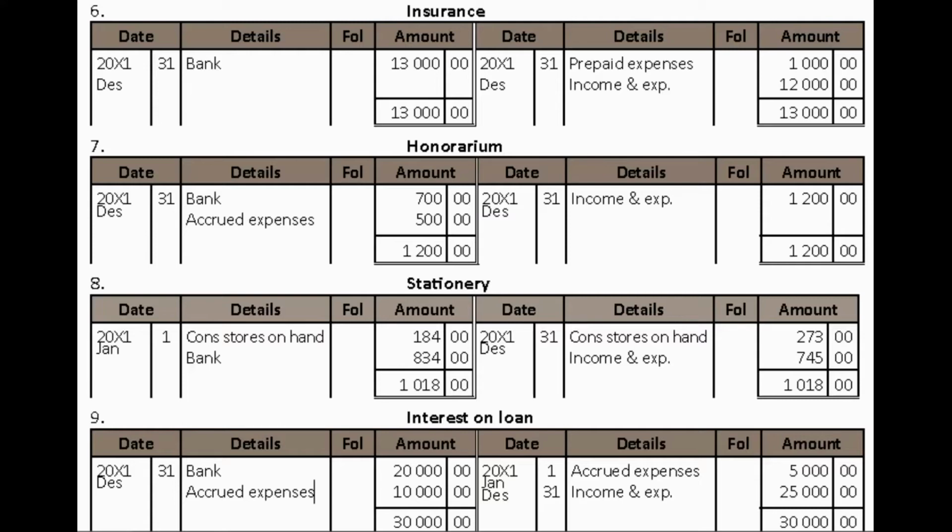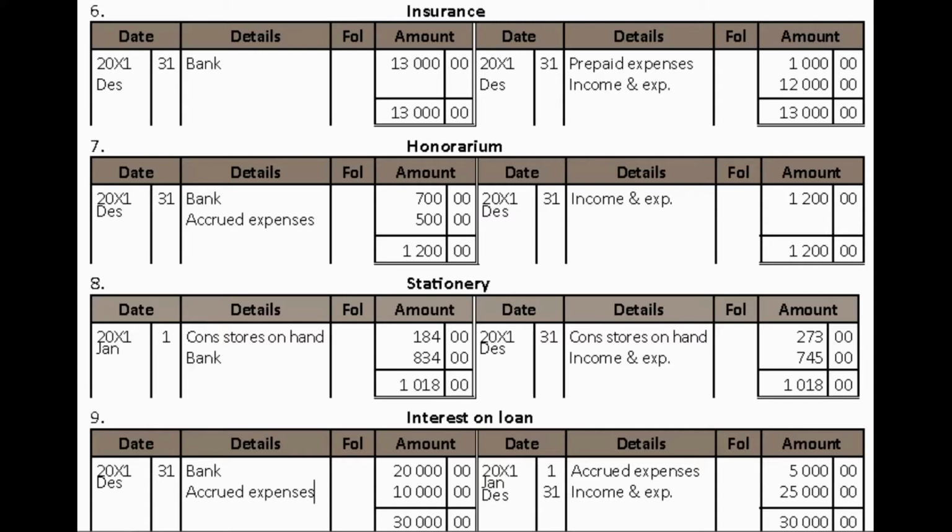Okay. Adjust the interest on loan, number 9. Was there an adjustment that we need to write back, or that was written back on the 1st of January? Yes, there was accrued expenses. If you look at the notes to the balance sheet, you'll see there under trade and other payables, expenses payable, interest on loan 5,000. So we first need to do that reverse entry. So that is why on the interest on loan, on the credit side, we have accrued expenses 5,000. That is the writing back of that adjustment.